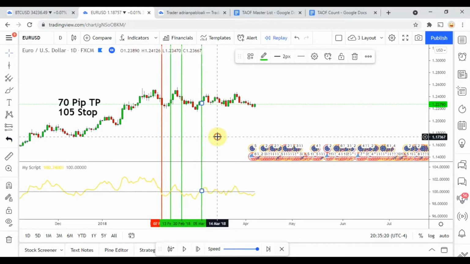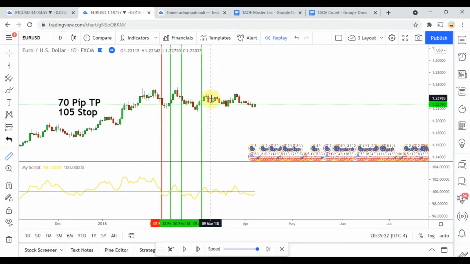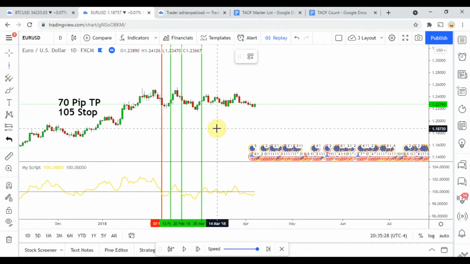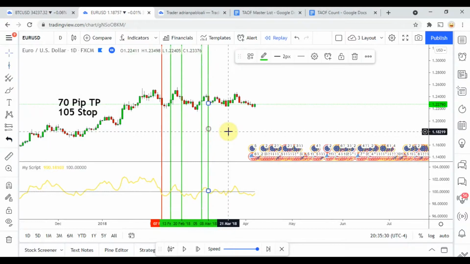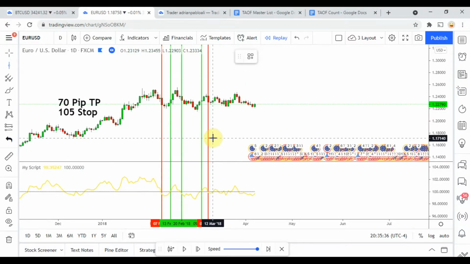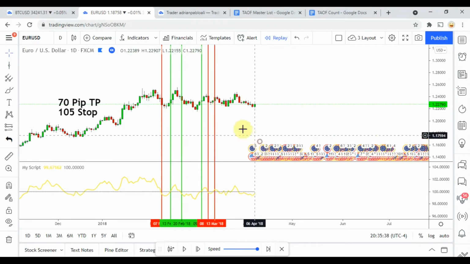Pick up a long over here on this side. Looks like we got to take profit on this one. We did. Short over here on this side right there. That one's going to get us stopped out pretty quick. Then we pick up a long right there on that side.